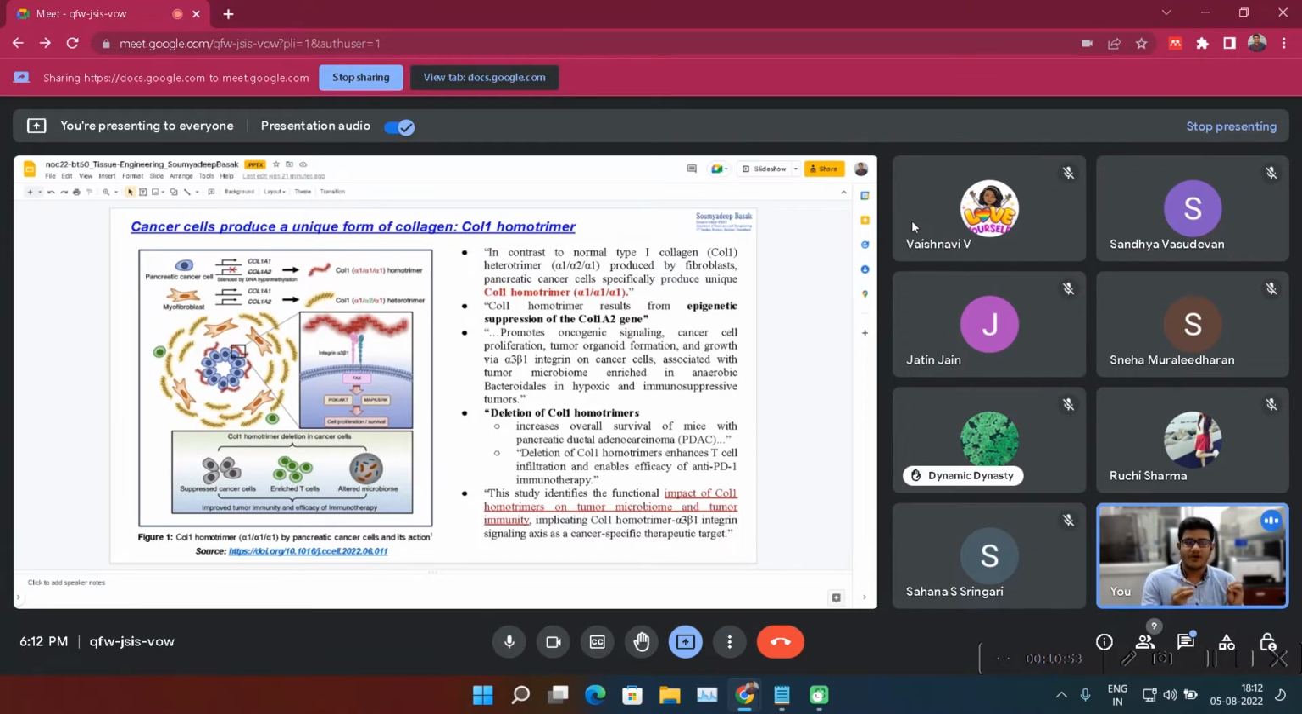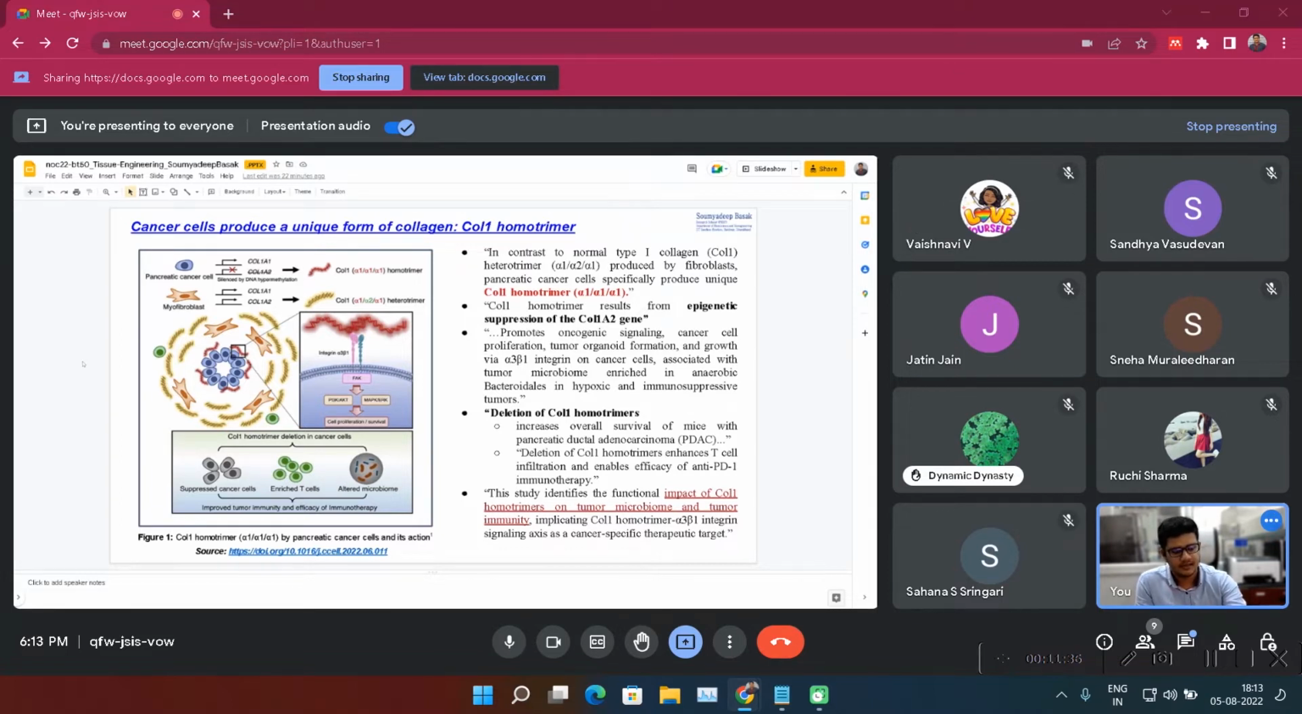So the main point is that different forms of collagen are enriched in different parts of our body, and it does not stop there. The cancer cells are producing their own form of collagen, a homotrimeric form, where only alpha 1 monomers form the triple helix, and they are regulating their cancer cell behavior. This is a very recent article, published only in June. It has given a new avenue to target cancer cell therapy. So this is one aspect of collagen synthesis, right?